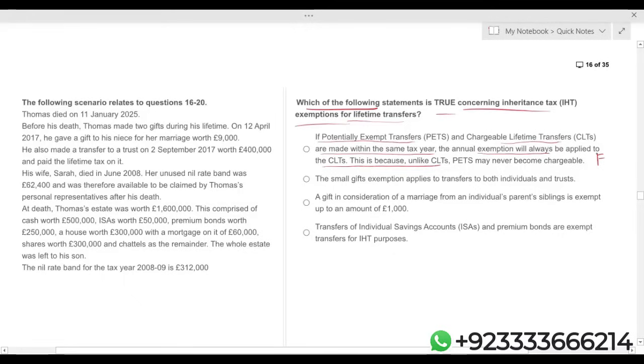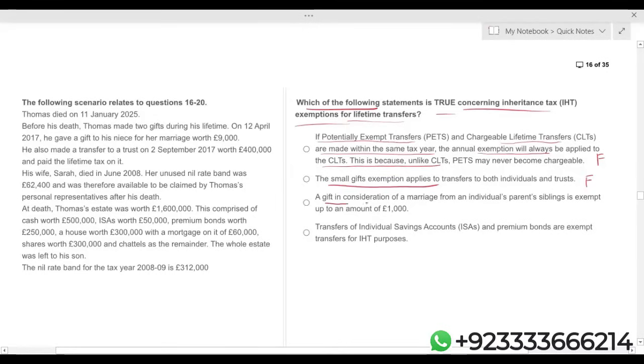False. A PET can also become chargeable if the death is within 7 years of making the PET. Plus, we have to see the date. We always deal with the question in chronological order. If the PET is first, obviously I'll be using the annual exemption against the PET. So one is false. The small gift exemption applies to transfers to both individuals and trusts. False. It's only for individuals.